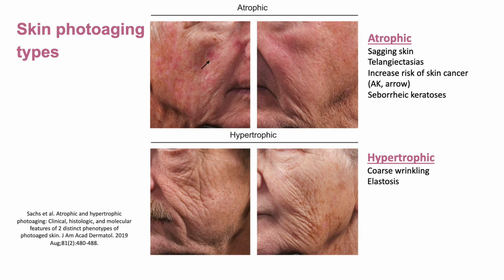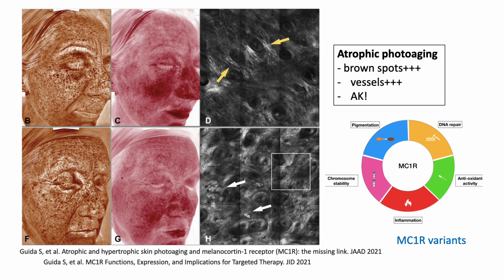These ones have been described in Caucasian skin, and they include the atrophic skin photoaging, clinically characterized by the presence of telangiectasia and an increased risk to develop skin cancer such as actinic keratosis, and the hypertrophic, characterized by coarse wrinkling with underlying dyselastosis, as proven with histopathology. But these features were also confirmed thanks to the non-invasive skin imaging tools such as the standard photography with automated features count and the reflectance confocal microscopy.